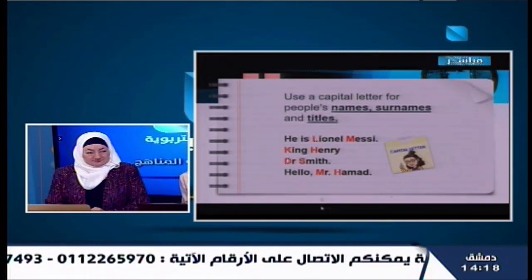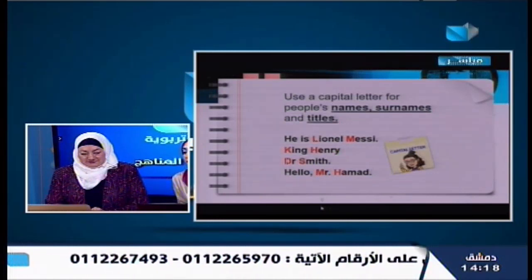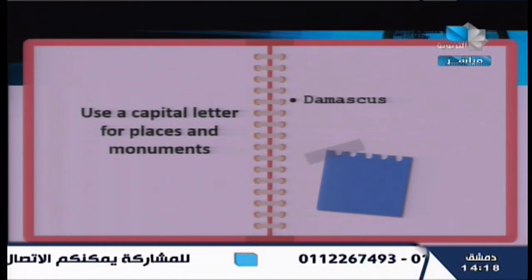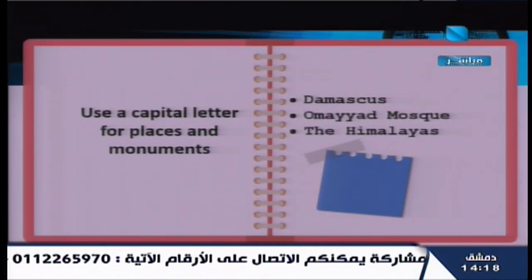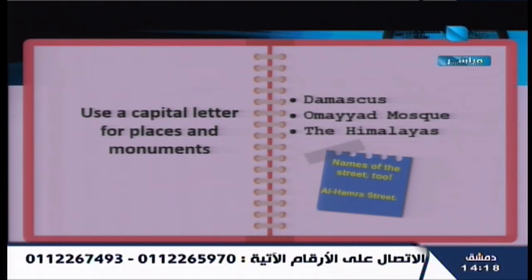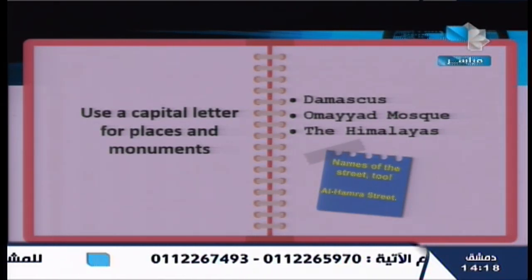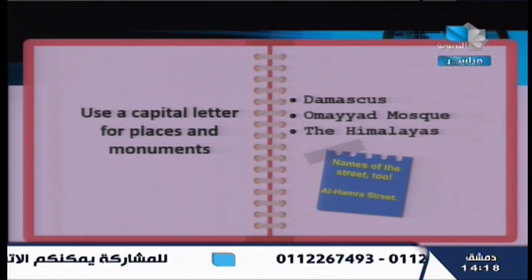Again, we have something else. Use a capital letter for people's names, surnames, and titles. He is Lionel Messi, King Henry, Dr. Smith. Hello, Mr. Hamad. Use a capital letter for places and monuments: Damascus, Umayyad Mosque, and the Himalayas. Names of streets too, like Alhambra Street, for example.